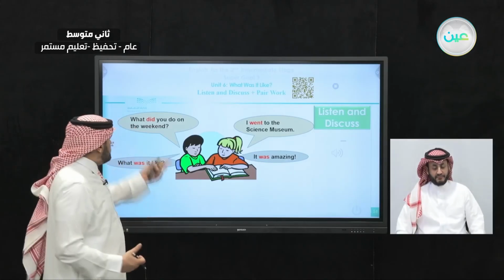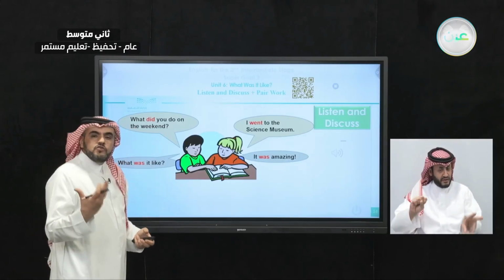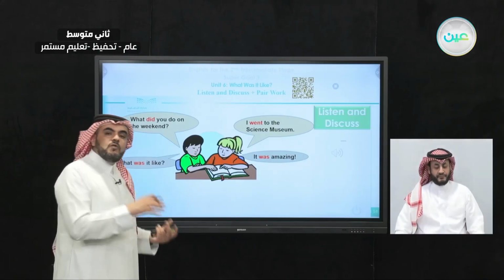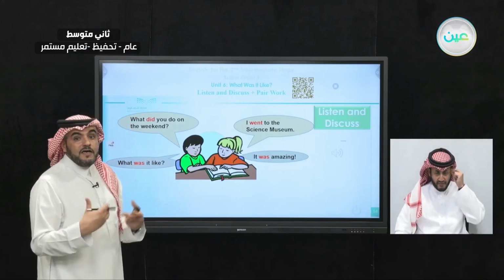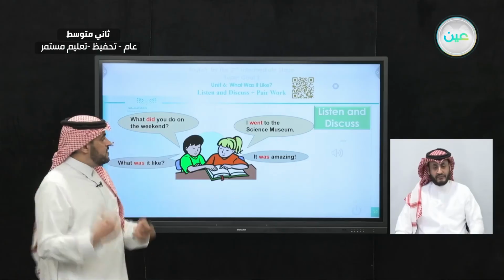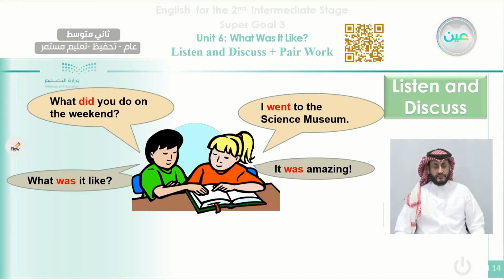If you use a verb, as you can see here, what did you do? What did you play? What did you watch? What did you eat? And all these things indicate that you are asking about the past or the last time. And the answer here should be in the past as well. As you can see here in the red font, I went to the Science Museum.